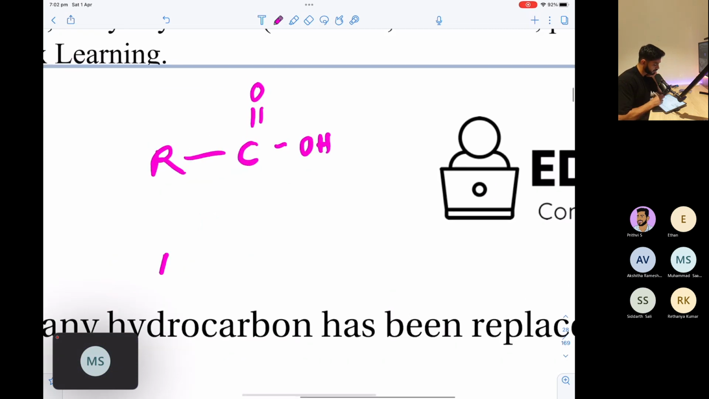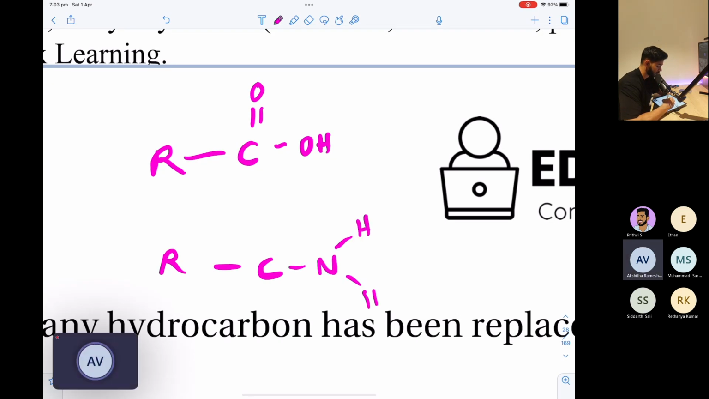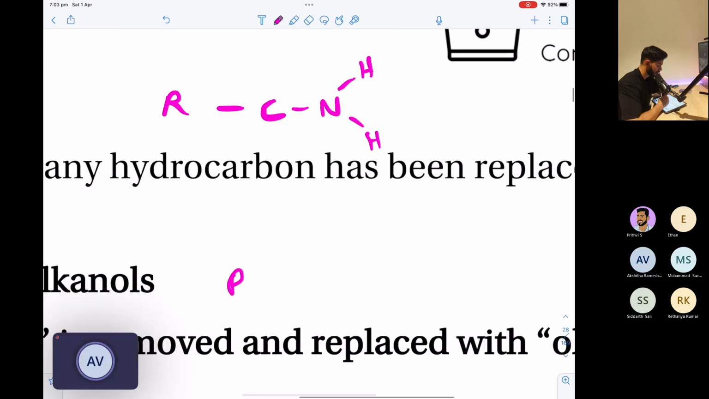Very good. And for a compound to have an amine functional group, Akshita, what's the functional group called? It should have the ammonia, the NH. Yeah. Good. And for it to be an amide, what does it need to have?